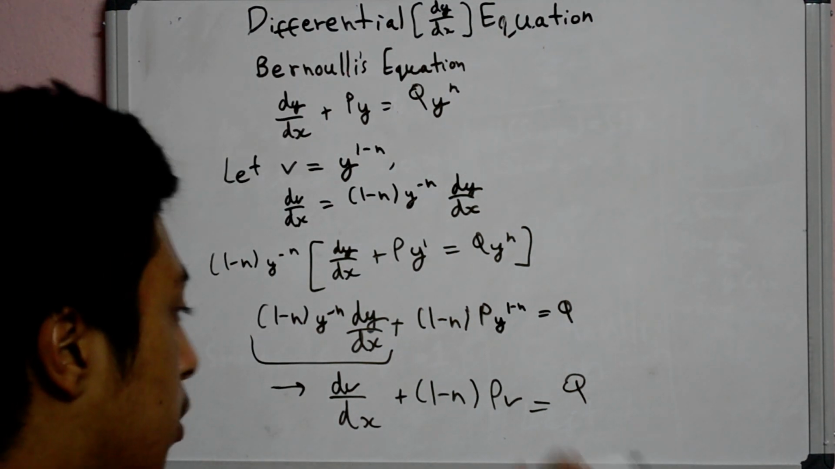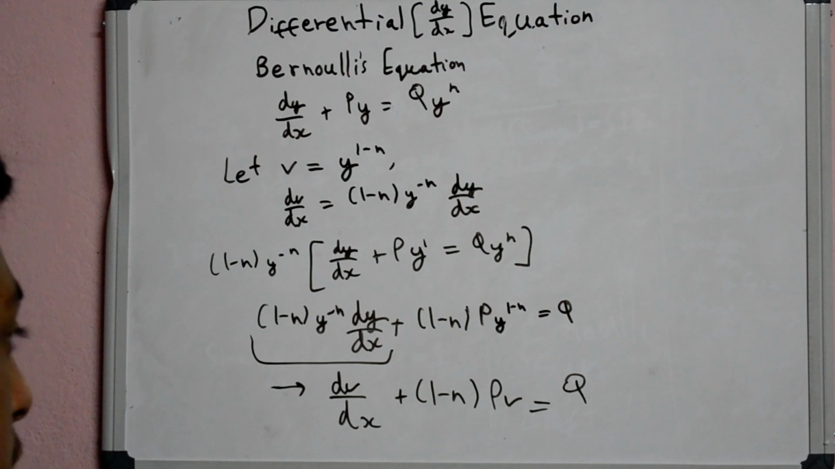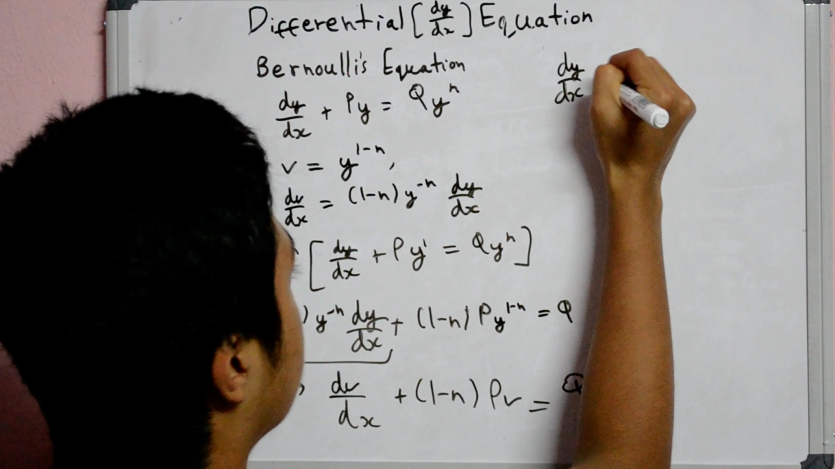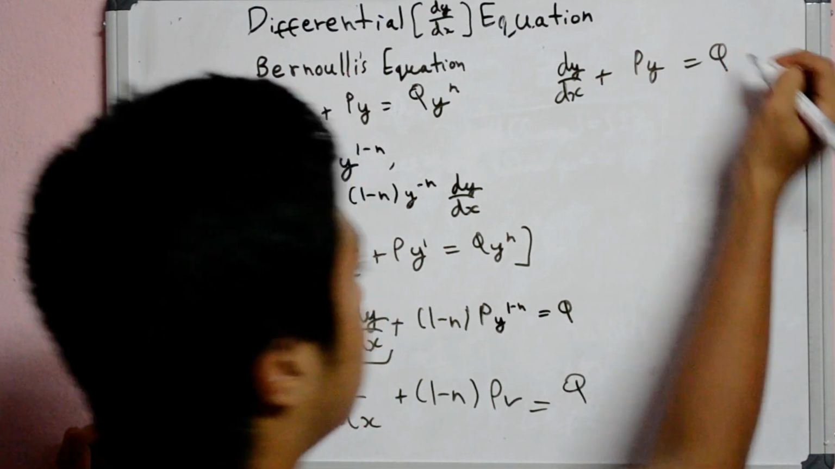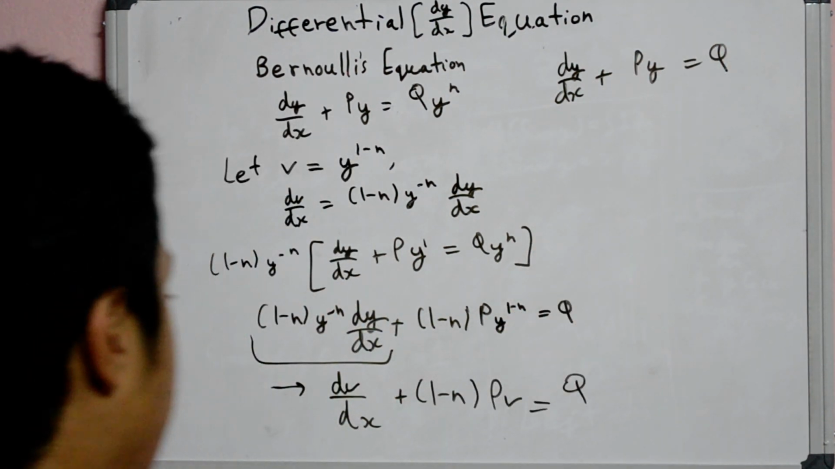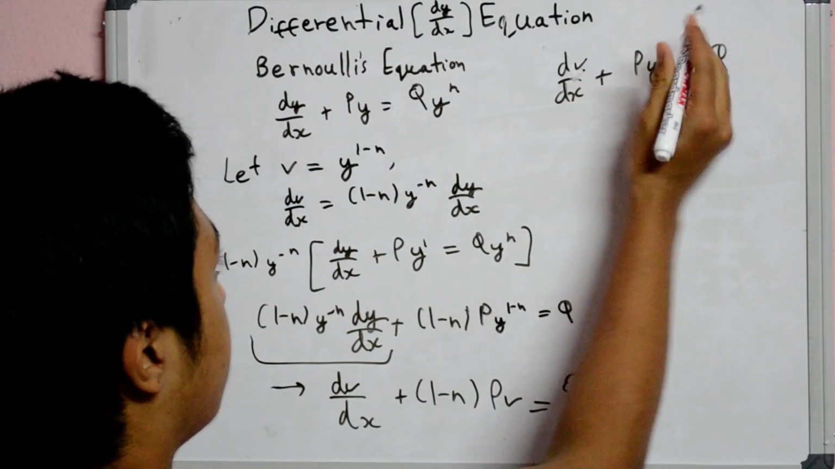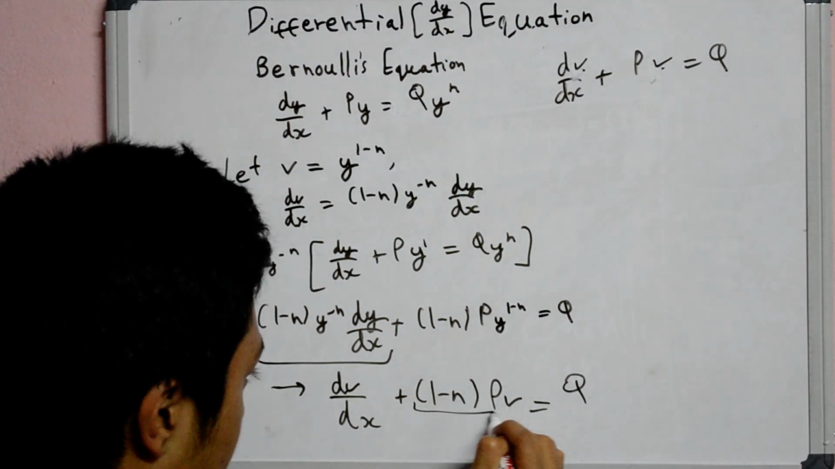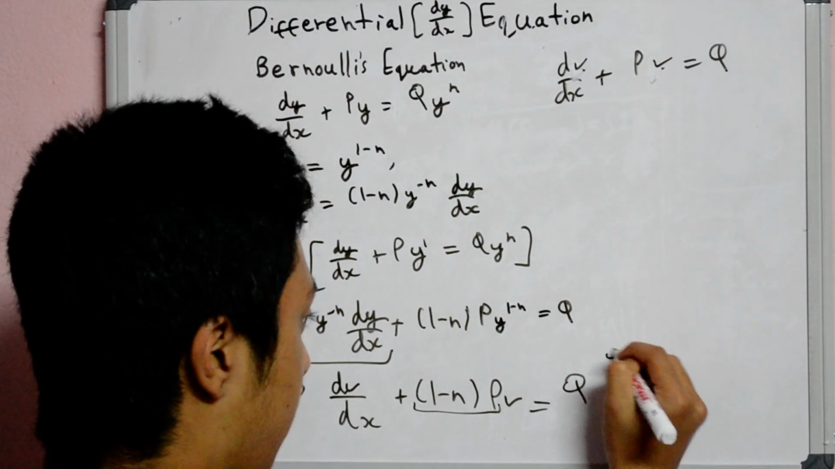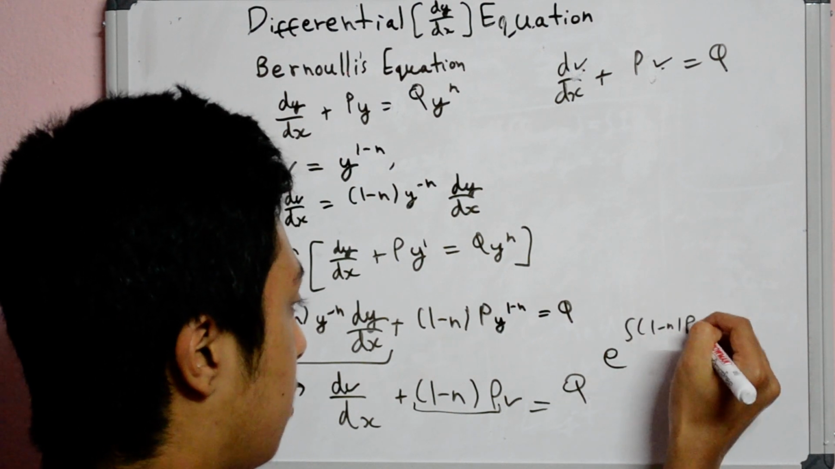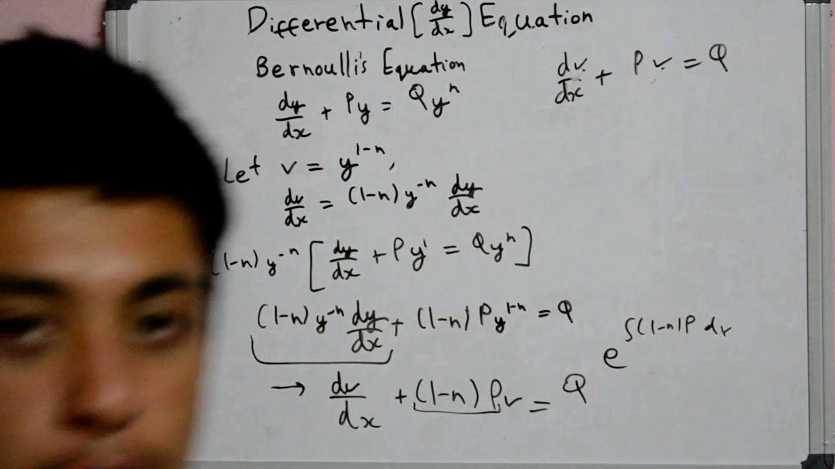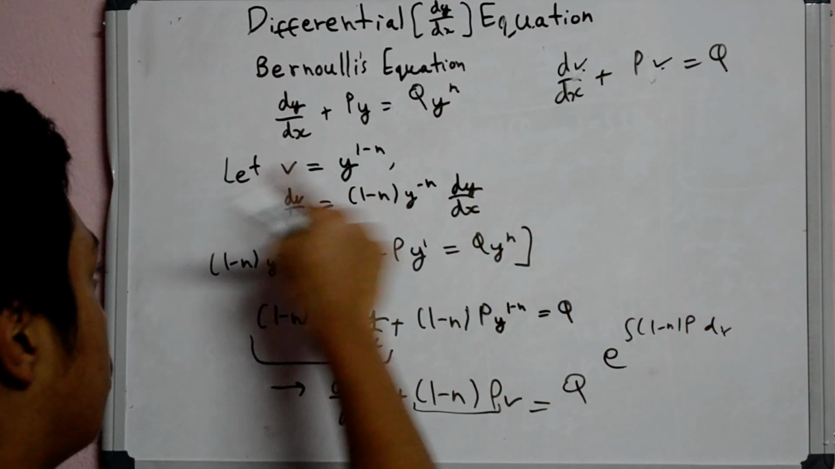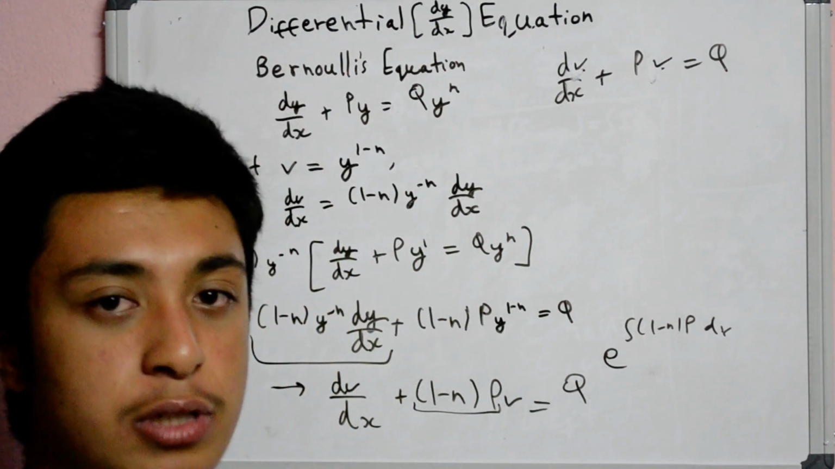Now this will be in the linear form with respect to v and x. The general linear form is dy/dx + Py = Q, but instead of y, we have v. And this whole thing is the function, and we take the integrating factor as e to the power of the integral of (1 minus n) P dx, multiply, and solve it, and at the last step we substitute v back to y to the power 1 minus n. So let's solve some questions.